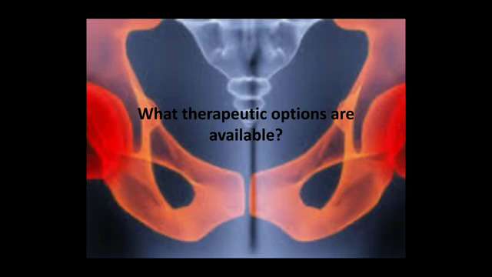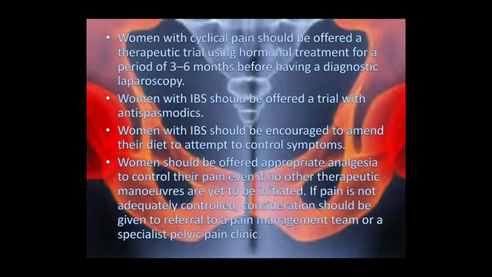Now, what therapeutic options are available? Women with cyclical pain should be offered a therapeutic trial using hormonal treatment for a period of 3 to 6 months before having a diagnostic laparoscopy. Women with IBS should be offered a trial of antispasmodics. Women with IBS should be encouraged to amend their diet to attempt to control the symptoms.